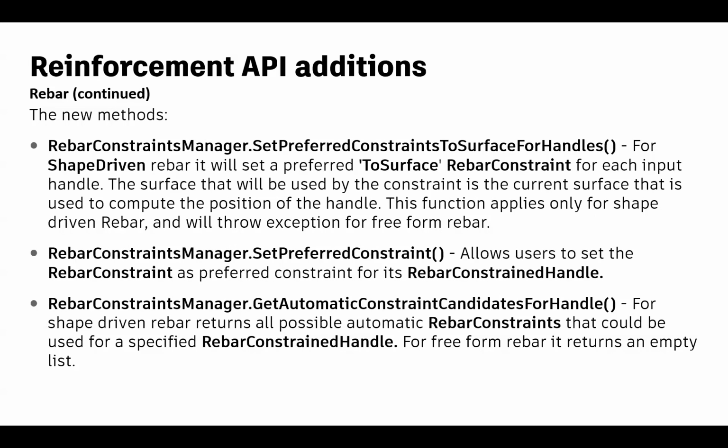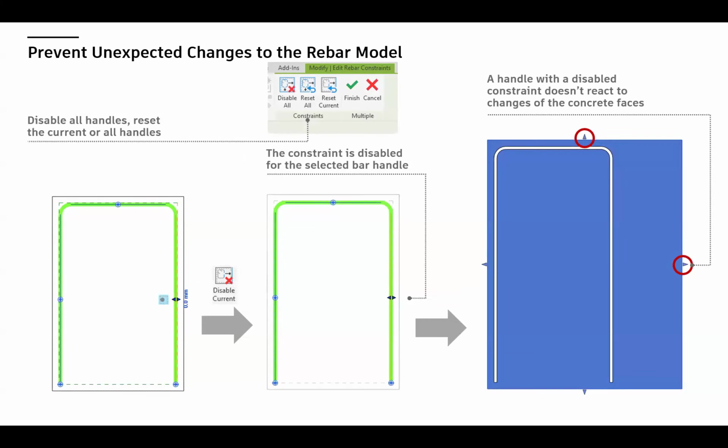There are also new methods in RebarConstraintsManager: SetPreferredConstraintsToSurfaceForHandles, SetPreferredConstraint, GetAutomatedConstraintCandidatesForHandle. All of them are listed here for your reference. And that's how the new UI looks. So the ability to constrain specific handles to surfaces adds flexibility and prevents unexpected changes to the rebar model.